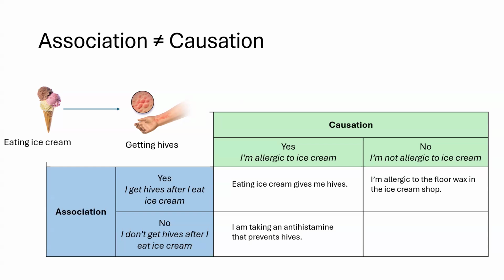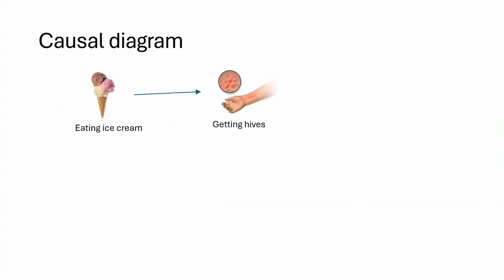You can get correlation without causation. So let's say, for example, I'm allergic to the floor wax in the ice cream shop. So every time I go there and eat ice cream, I get hives, even though I'm not allergic to ice cream. And then finally, you can have lack of correlation and lack of causation. So eating ice cream doesn't give me hives because I'm not allergic to it.